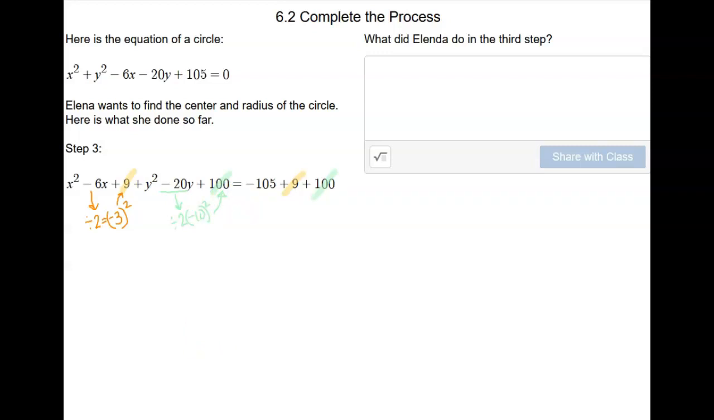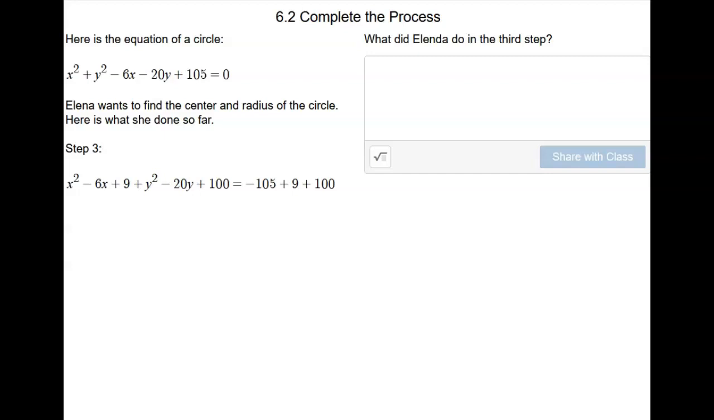Again, I just want to point out, the reason that we have a 9 here and a 9 here is because whatever I add to one side of the equation, I also have to add to the other side of the equation. And the same thing with this 100 right here. If I add something to this side of the equation, I have to add the exact same thing to the other side of the equation.